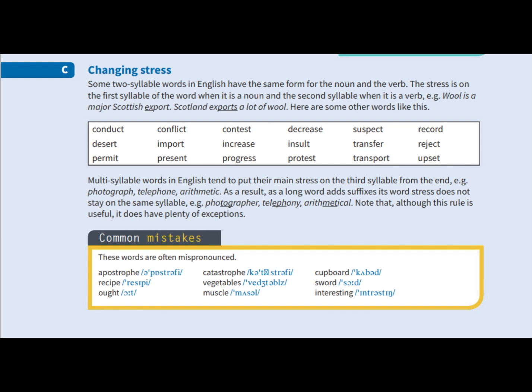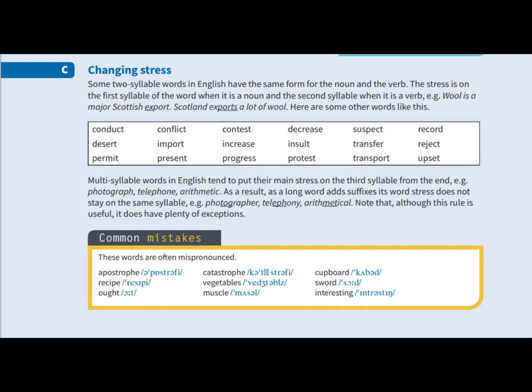When a suffix is added, the position of the stress may stay on the same syllable even though the word becomes longer. For example, photograph becomes photographer. Telephone becomes telephony. Arithmetic becomes arithmetical. This pattern is useful, but it has many exceptions, so pronunciation should still be checked when necessary.